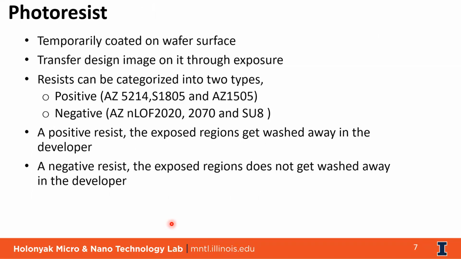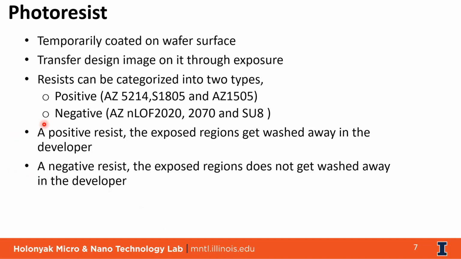So once you coat the HMDS, the next process would be spin coating your photoresist. Basically, photoresist is a temporary coating which will help you to transfer your pattern from the photomask to the substrate. The photoresist broadly we can categorize into two categories, which is positive and negative.